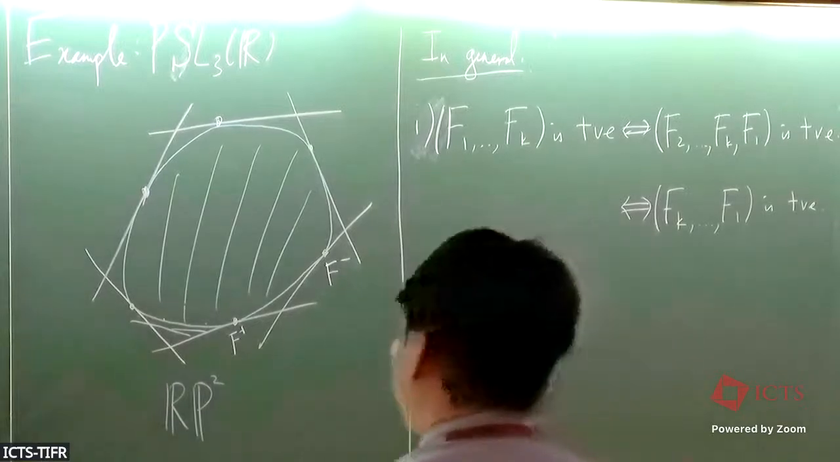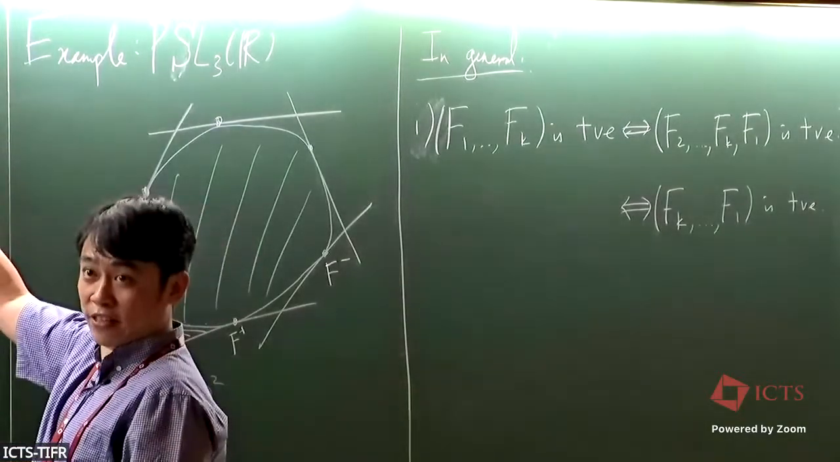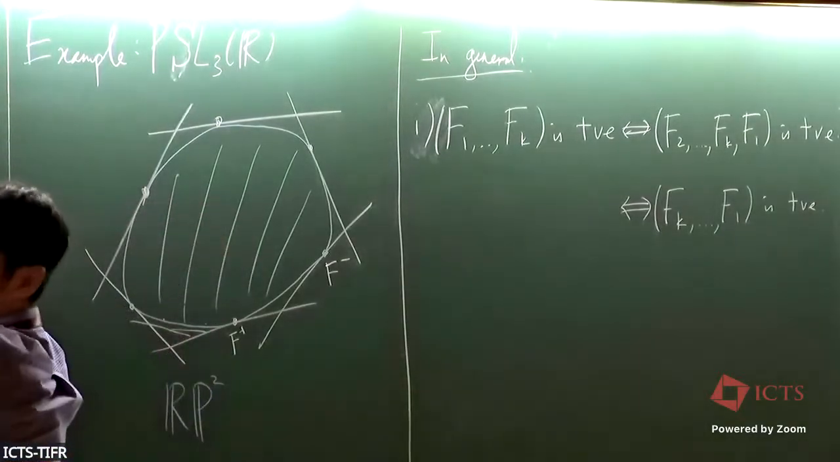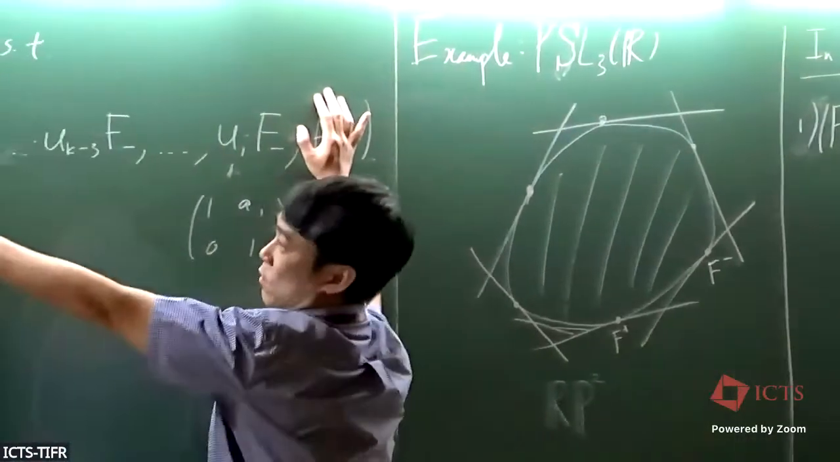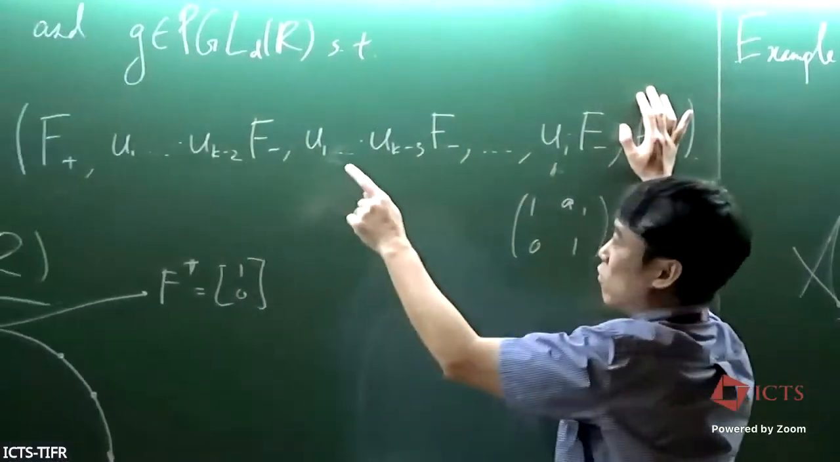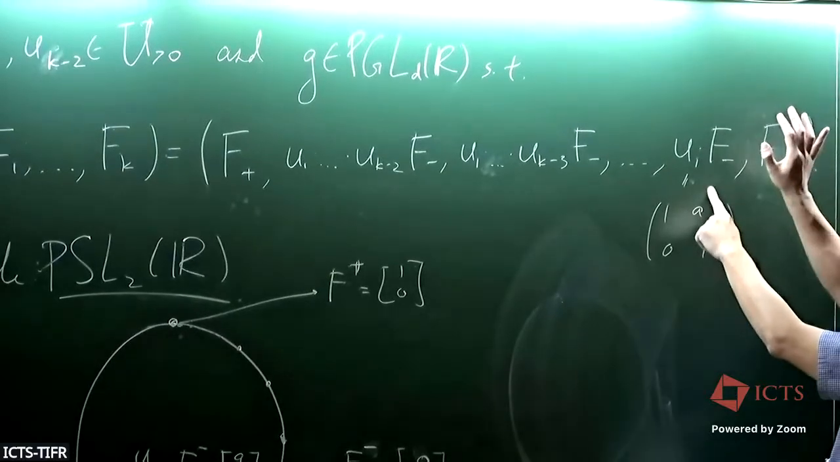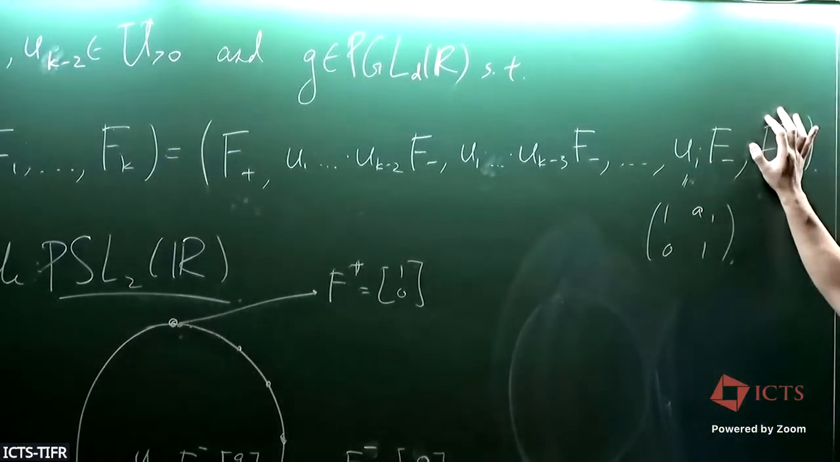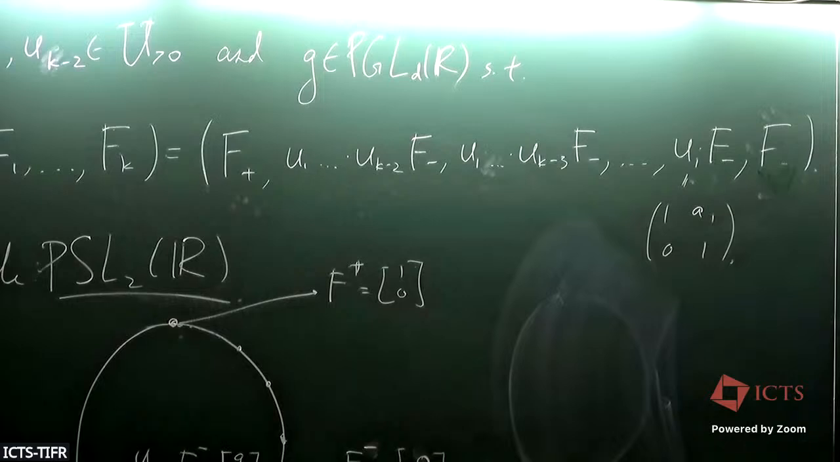Yeah, so the way that this is designed, notice that if I just drop the last flag, and then I multiply throughout by U1 inverse, F plus doesn't change. And now this is just the product of U2 to Uk minus 2, now U2 to Uk minus 3, and so on. And then this last one just becomes F minus. So when you drop the last flag, it's still positive. Any other questions? Okay, so that's the first property.